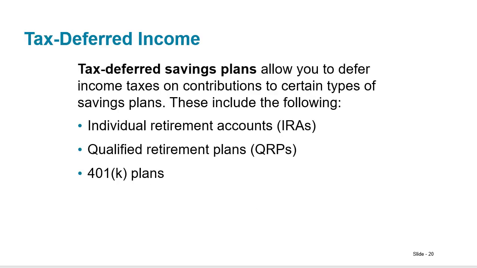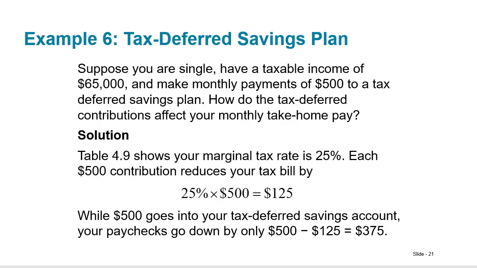Tax-deferred savings plans allow you to defer income tax on contributions to certain types of accounts: the IRAs that I talked about, qualified retirement plans, and 401(k)s. So you don't pay tax on the money as it goes in, you only pay tax on the money that you take out later. If you start taking money out in retirement, then you get taxed on it, but at a much lower rate because you have much lower income at that point, right? So it does end up saving you money in the long run.